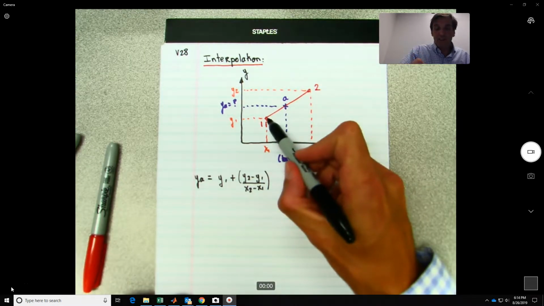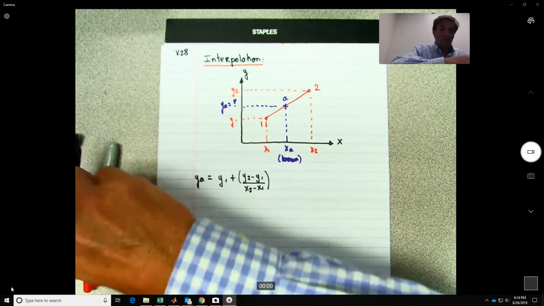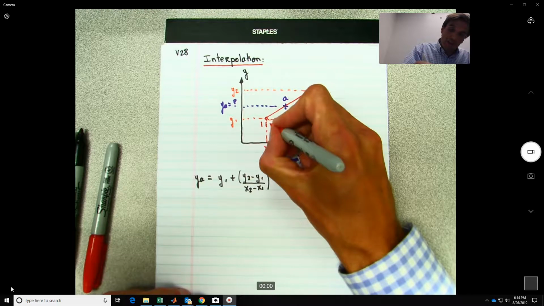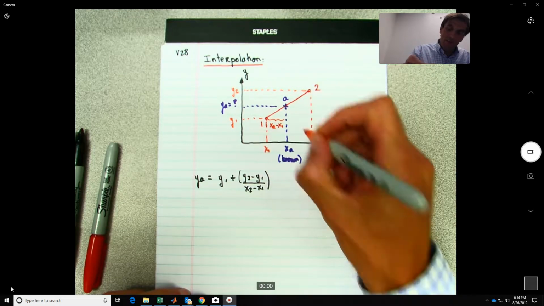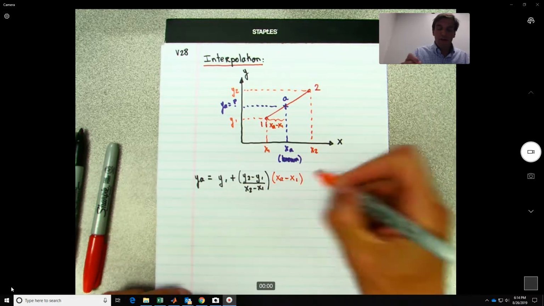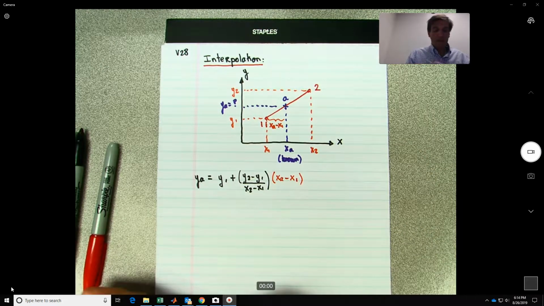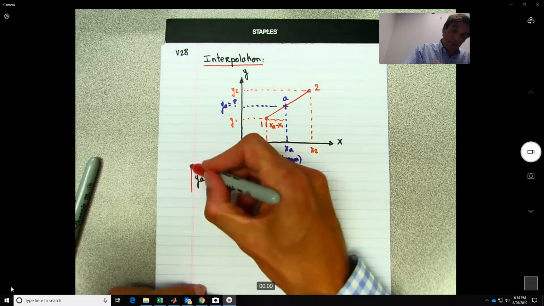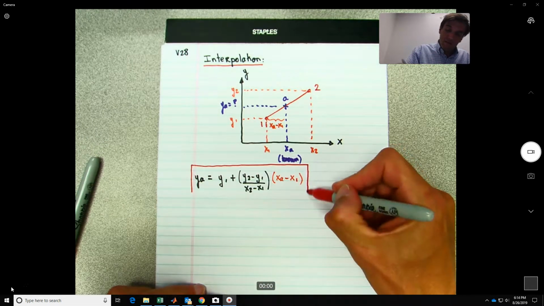So this is the value of the slope. And now times that distance over here. So what is that distance over there? It is x sub A minus x sub 1. And that's it. Okay?